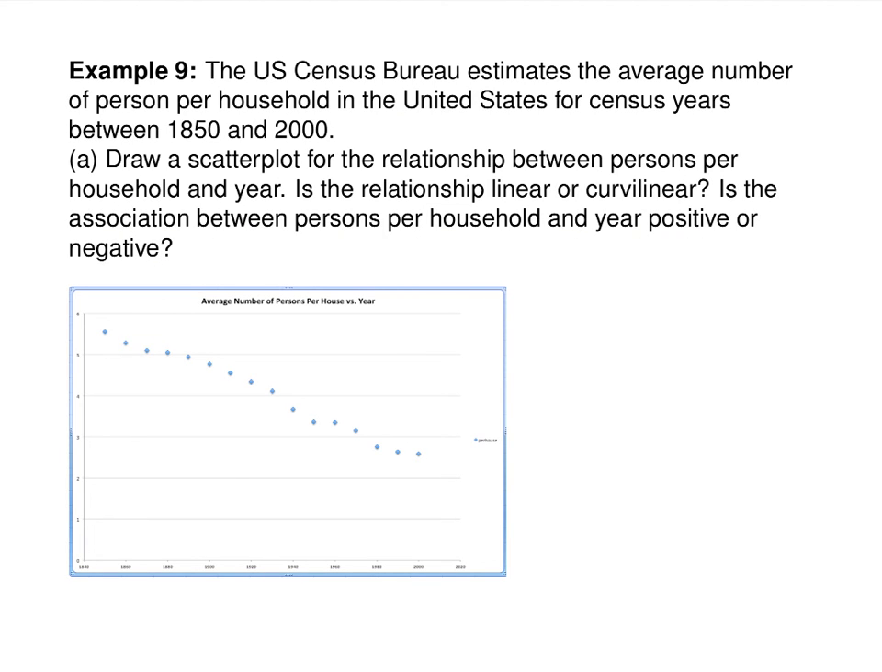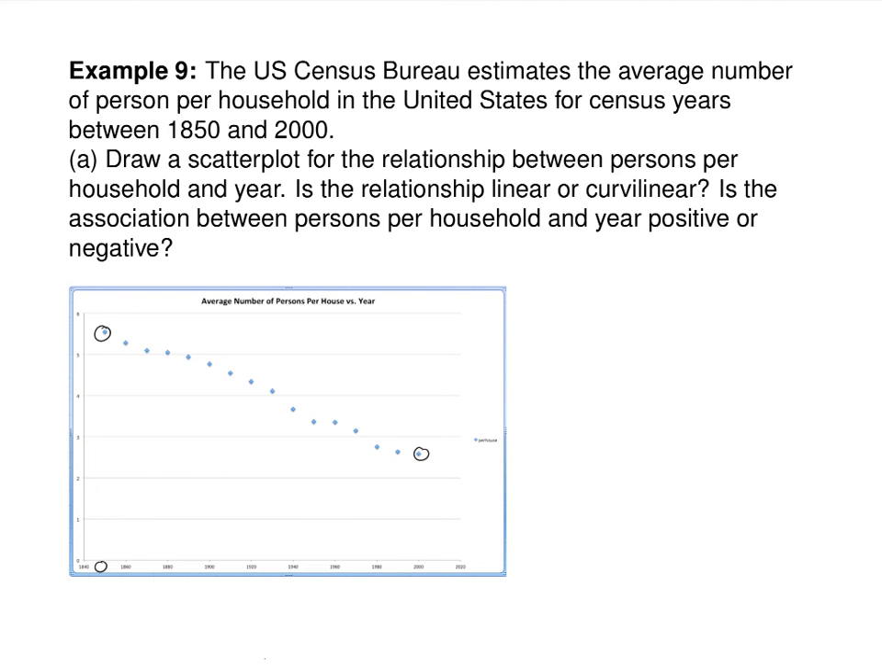So, final thing, one more scatter plot drawn in Excel. So we have the US Census Bureau, and it estimates the average number of persons per household in the US for census years between 1850 and 2000. So look back long ago in 1850, there were like 5.5 people per household. Compare that to 2000 when it's down to just above 3. So here is the scatter plot, and I drew this in Excel.